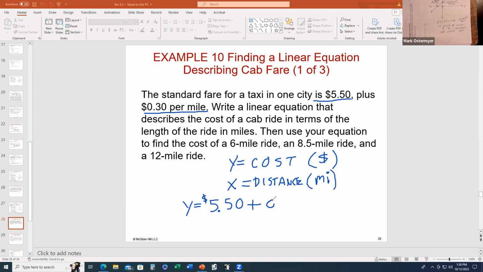So 30 cents per mile is called a rate, the rate with which we're being charged. They're going to charge us 30 cents per mile times x miles that we drive in this cab. We have a linear equation that embodies this relationship between cost and distance we travel in this cab. Putting this into slope-intercept form, rearranging these terms, I have y is equal to 0.30 times x plus 5.50. This is now in slope-intercept form.